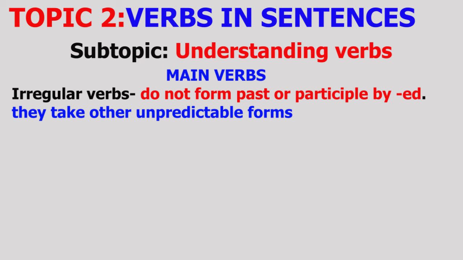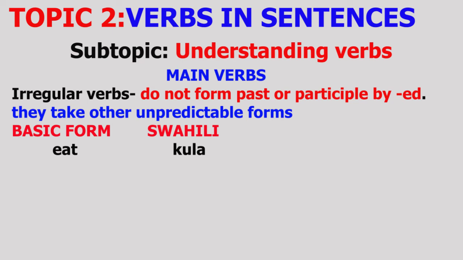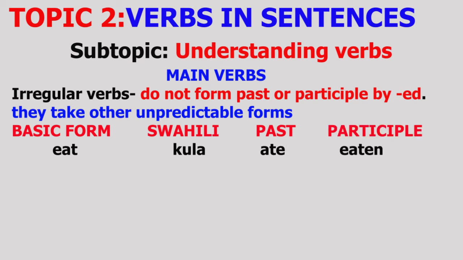For example, the word eat. Okay, the word eat, which in its basic form in Swahili language is kula. We are not adding ed to form the past or participle, but this is an irregular verb. The past of the verb eat is going to be ate, and the participle is going to be eaten. You can see that we are not adding ed. We can't predict them easily. It needs us to study them.